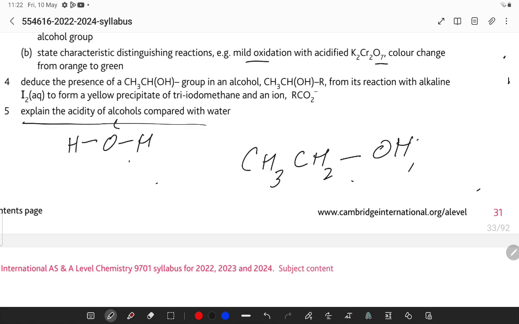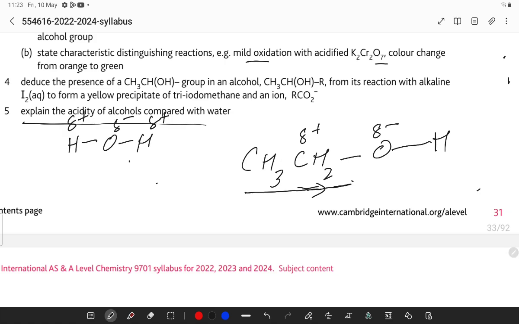This is partial negative, this is partial positive, on both sides partial positive, and this is carbon partial and this is partial negative. So the alkyl group is an electron donating group. The electron donation makes this OH bond stronger and difficult to dissociate. But over here there is no alkyl group, so it dissociates easily.